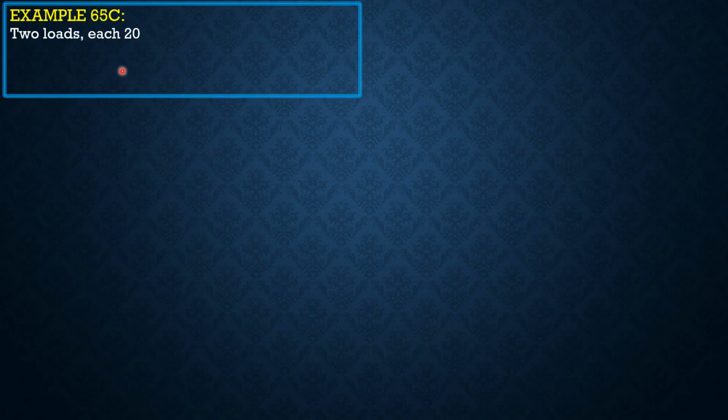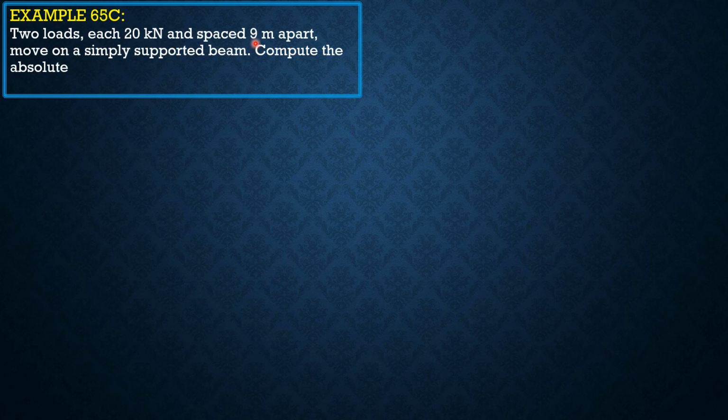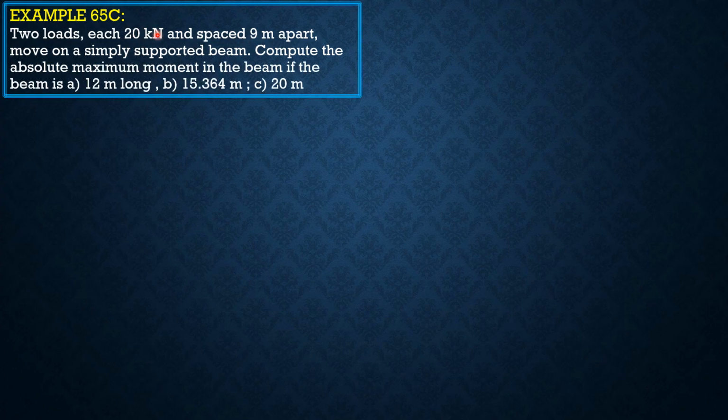So to verify the principles discussed in the preceding slide, let's have this example 65-C. Two loads each 20 kilonewtons and spaced 9 meters apart. So this is H. P heavy equals P light equals 20 kilonewtons in this situation. Move on a simply supported beam. Compute the absolute maximum moment in the beam if the beam is 12 meters long, 15.36 meters long, and 20 meters. So first, let's solve for LM.